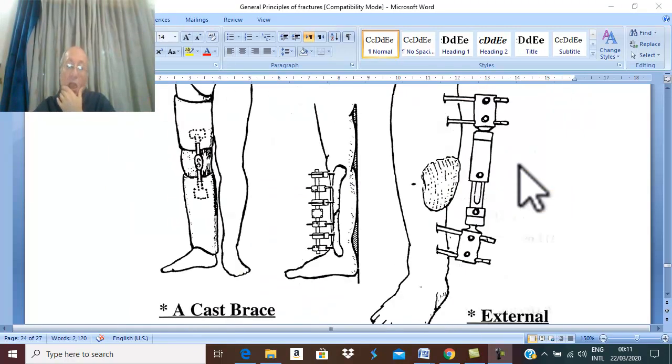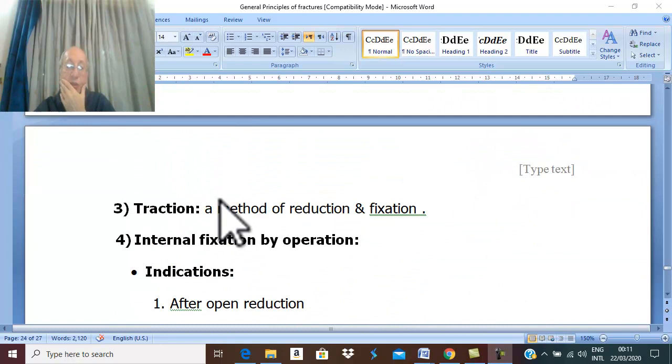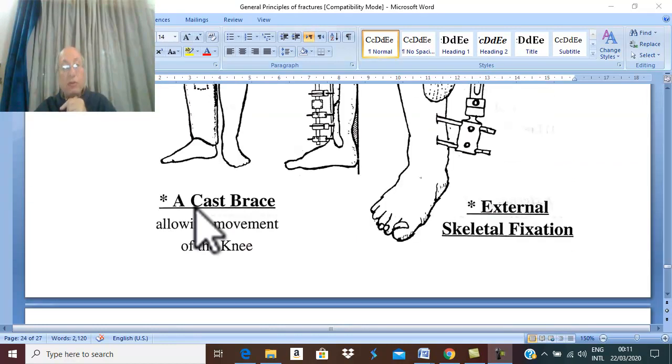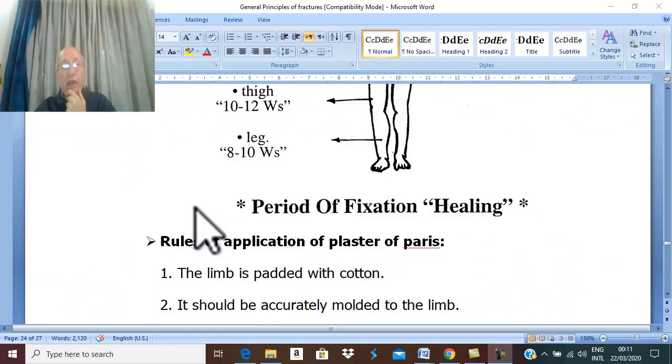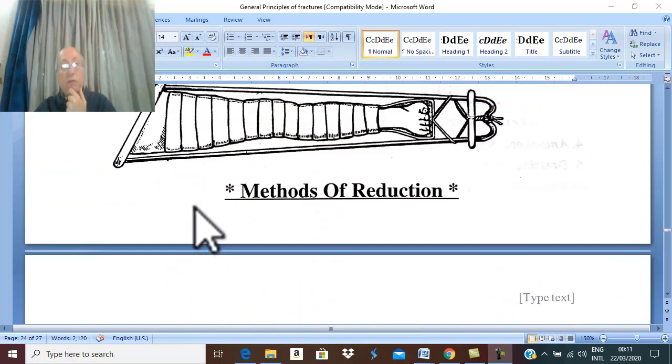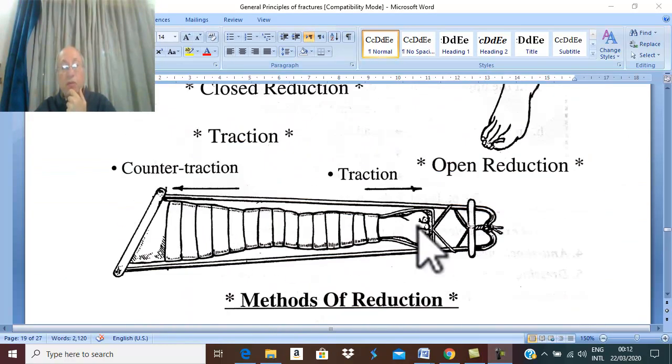Also, there is traction, which is another method for fixation, and we said before it is a method for reduction. Skin or skeletal traction is used for reduction, and we keep this traction for the time needed for complete healing. Therefore, traction is a method for reduction, and at the same time it is a fixation.